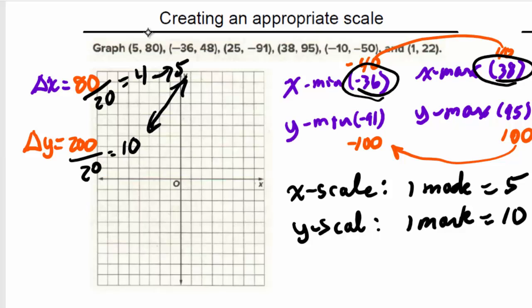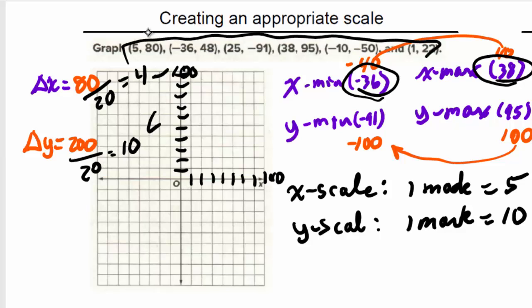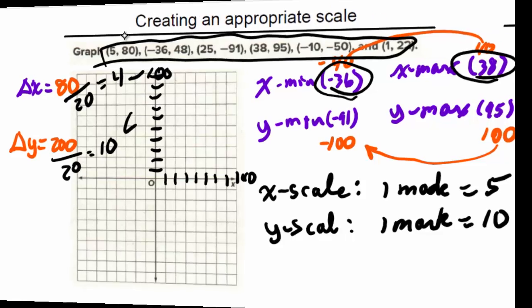And what that means is if I go on x's, this is 5, 10, 15, 20, 25, 30, 35, and then over here I hit 40. And our y scale is 10, so if I go vertically, we go 10, 20, 30, 40, 50, 60, 70, 80, 90, 100 up here at the top. And now when you go to plot these points on the graph, you'll have enough room for all data points.